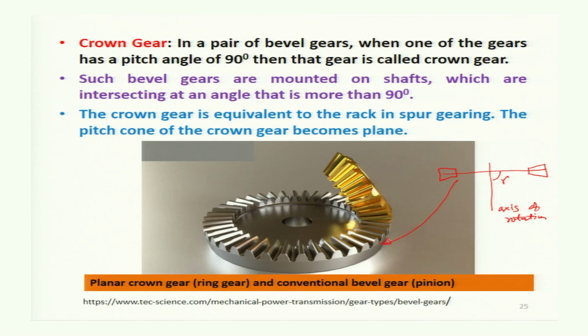This one is meshed with the regular pinion, and so the angle between the shafts is more than 90 degrees. Such bevel gears are mounted on shafts which are intersecting at an angle that is more than 90 degrees. The crown gear is equivalent to the rack in spur gearing. The pitch cone of the crown gear becomes a plane.